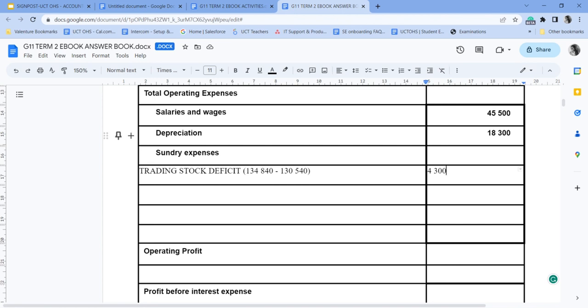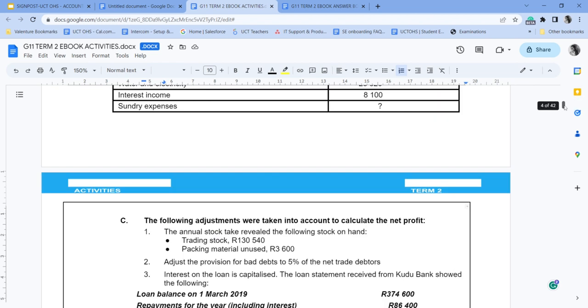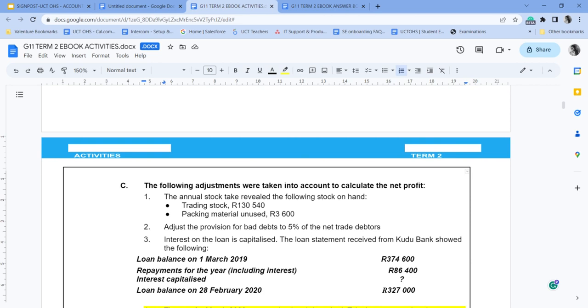Let's continue. So the other one that we said we are not sure whether it's a loss or what is it, a profit or an expense, is the provision for bad debts. Here they're telling us that at the beginning of the year it was 3,936. So this is what had been projected at the beginning of the year. And then during the year, they're telling us to adjust the provision for bad debts to 5% of the net trade debtors. So 5% of the net trade debtors is what is required in this case.